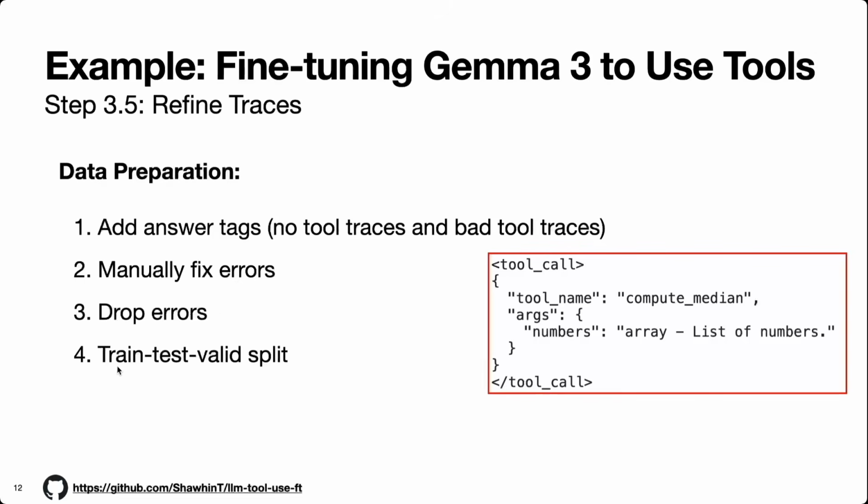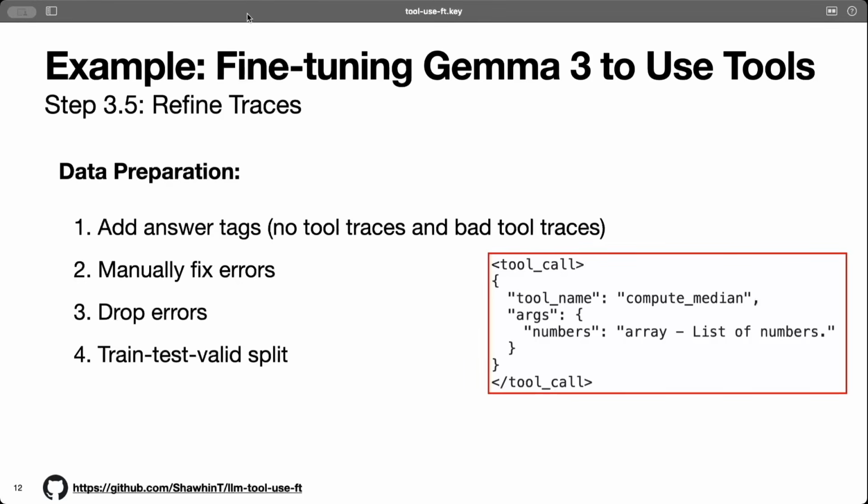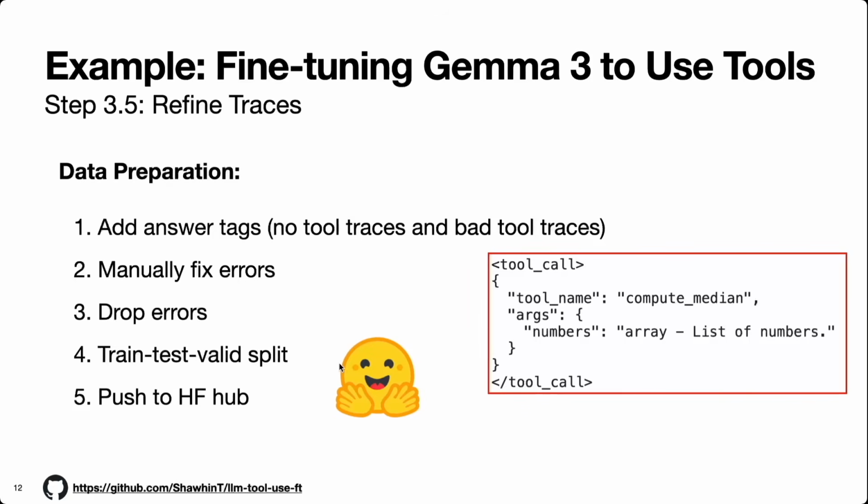And then from there, I created a train test validation split. So I saved 80% of the data for training, 10% for testing, and 10% for validation. Finally, I pushed the dataset to the Hugging Face Hub. The code for this intermediate step is in the 3-dataprep.ipynb notebook.